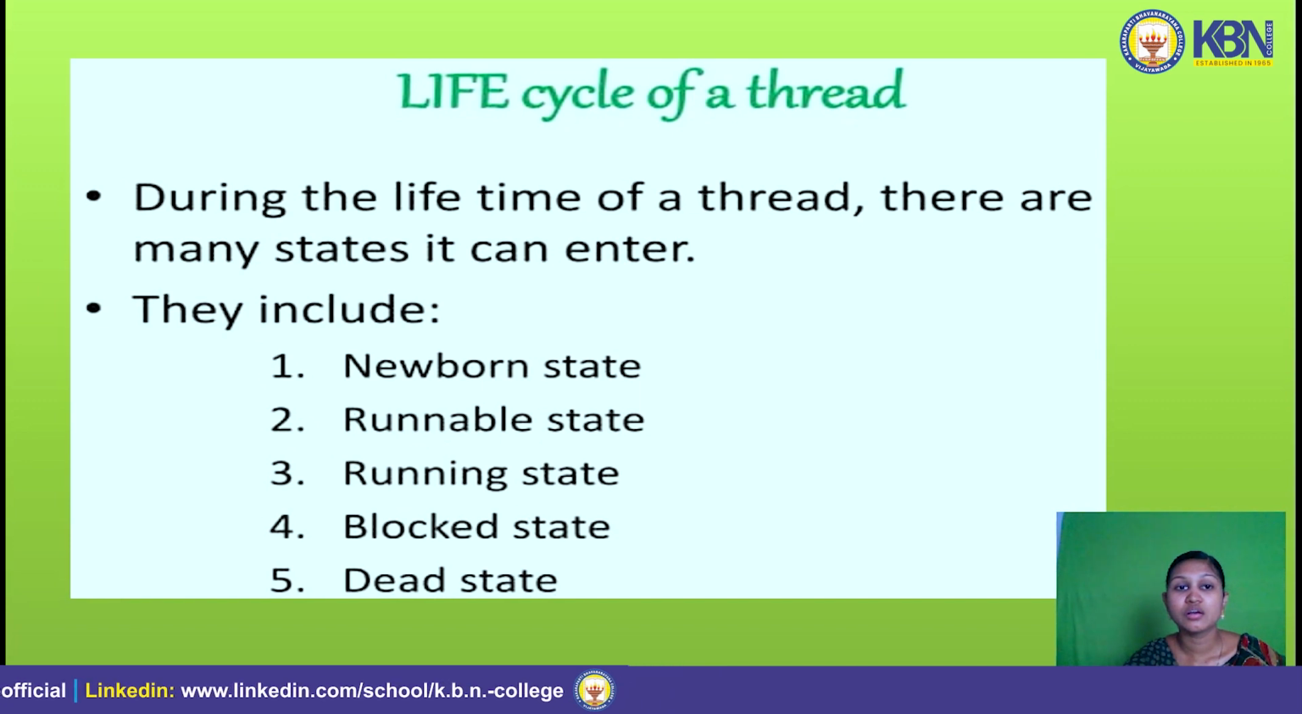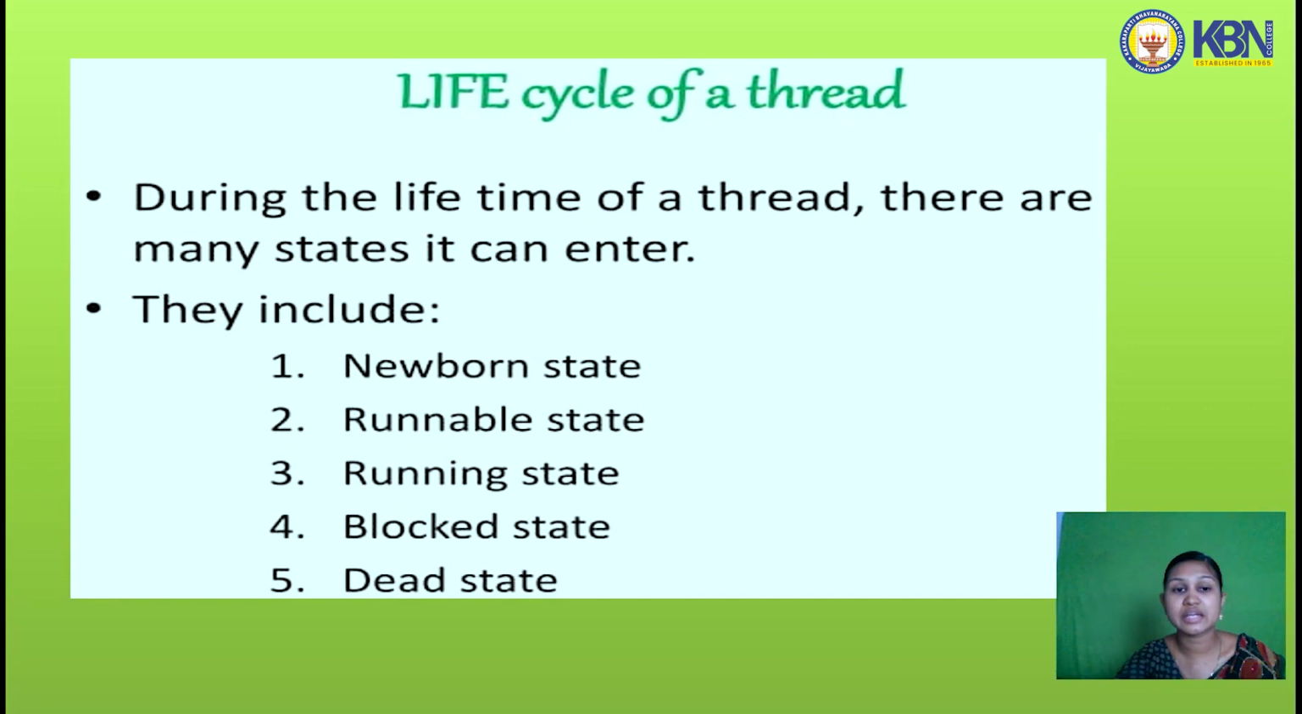During the life cycle of a thread, there are five states. First is the newborn state, second is runnable, third is running, fourth is blocked, and the fifth is the dead state. These states are very useful in the multithreading concept. First the thread will be born, then it will be made runnable, and finally execution will start. If any problem occurs, the thread will be blocked, and finally the dead state will occur.